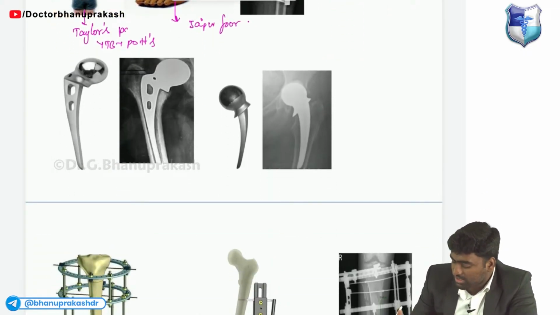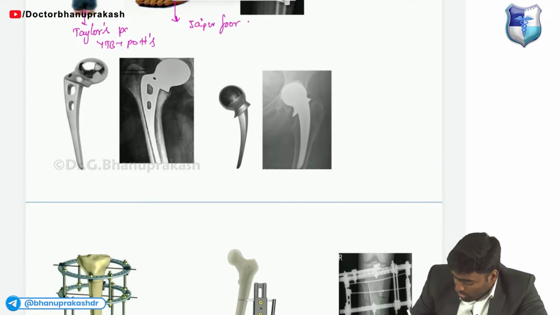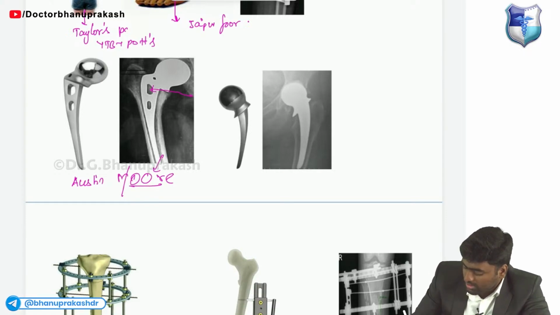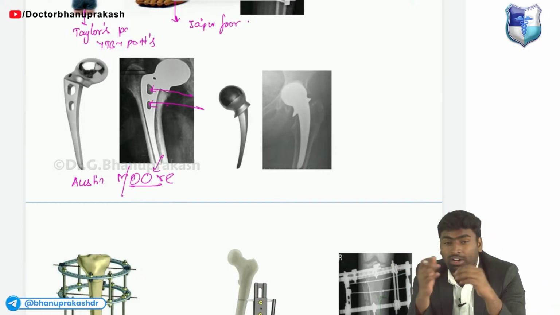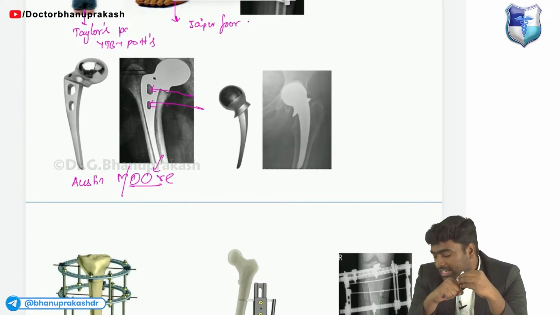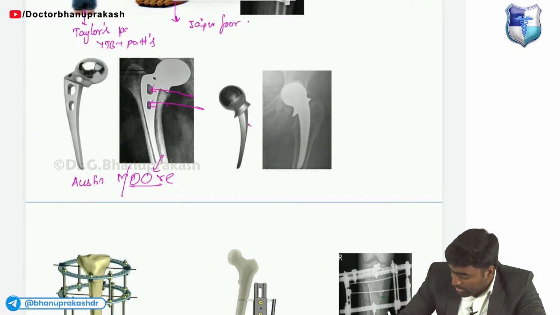Fine. And there are these two prostheses, one known as the Austin Moore. Moore means there are more holes. If you are able to see this type of holes in this arthroplasty prosthesis, it is used for partial arthroplasty in the case of the head of the femur. Whereas if you are able to see there are no holes, it is the Thompson prosthesis.